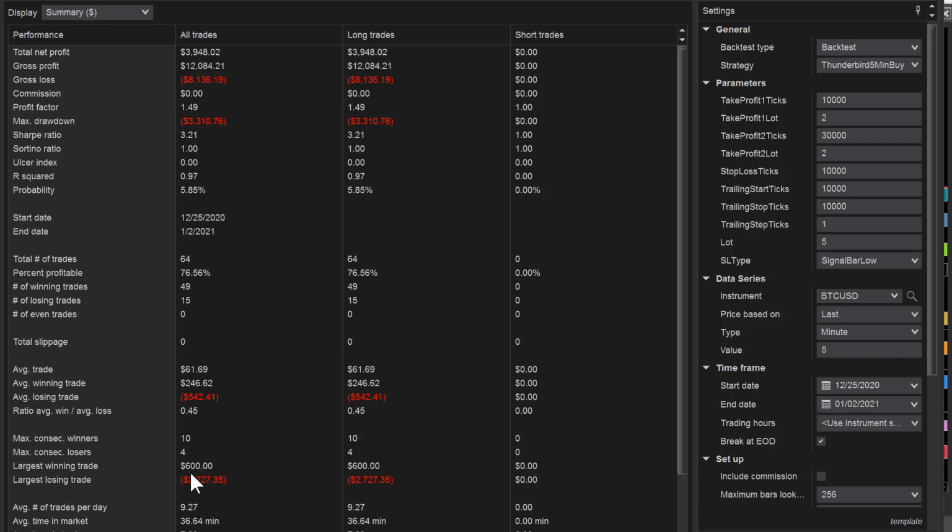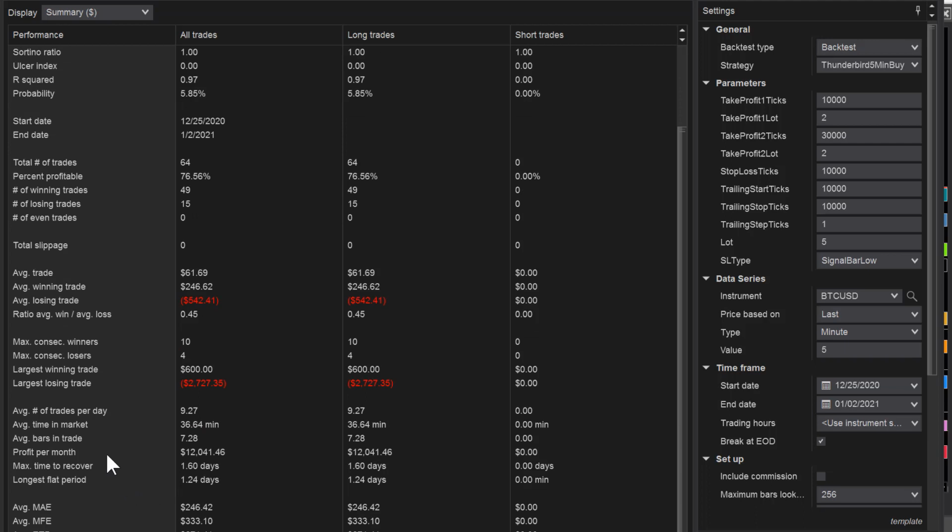Largest winning trade was $600, and that's just taking it off as profits move up. But you can always adjust this. You can always ride on it. If we look out per month, that would generate $12,000. Longest period, 1.24 days.